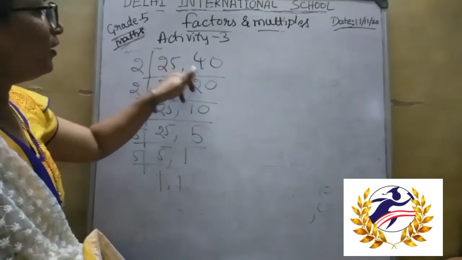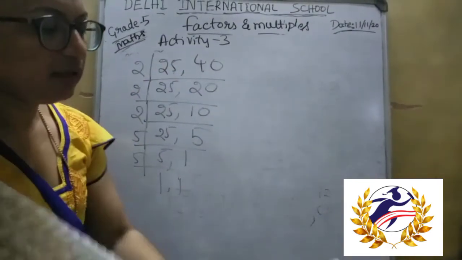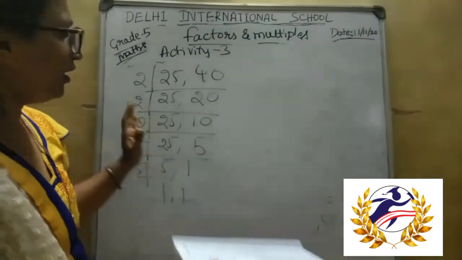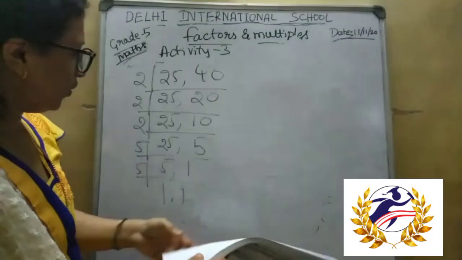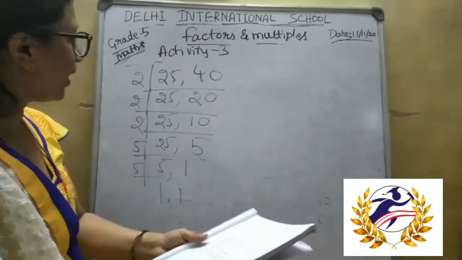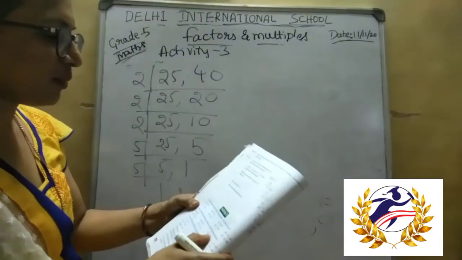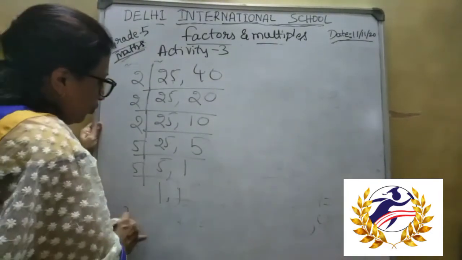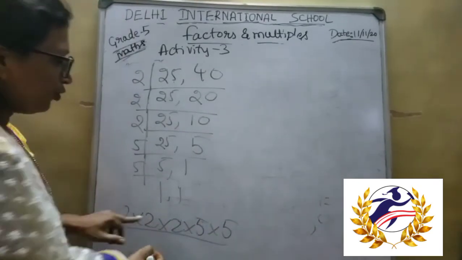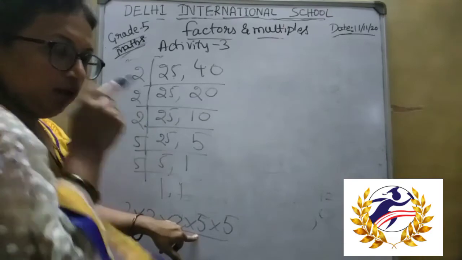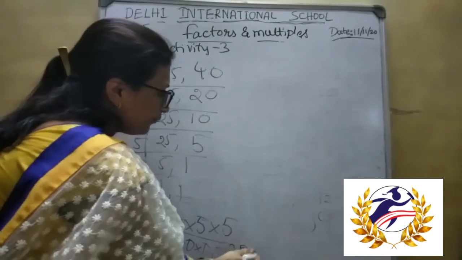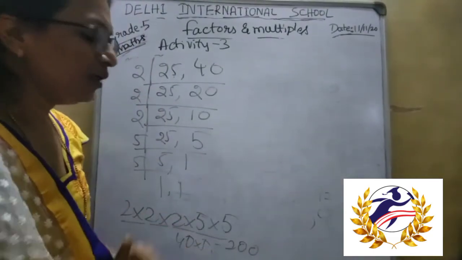So I did it for both at a time. You can do 40 one time, 36 one time, 84 one time, but I did it with the same table. So for 40, prime factorization gives 2 into 2 into 2 into 5 into 5 as the answer. 2 2s are 4, 4 2s are 8, 8 5s are 40, 40 into 5 is 200. So 200 is the answer.